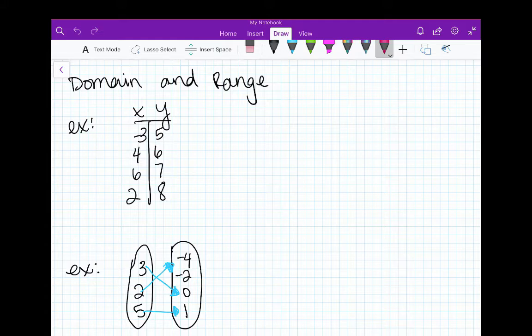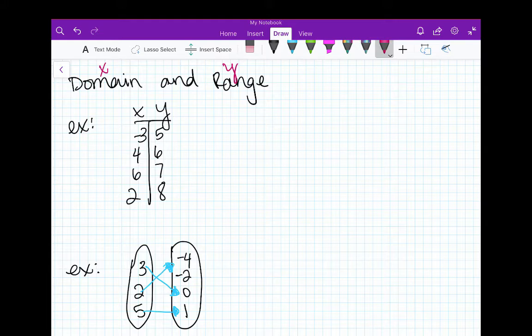In this video, we're going to look at domain and range of relations or functions. Remember, domain is the x values and range are the y values. You need to make sure you know those words and know that they're interchangeable.